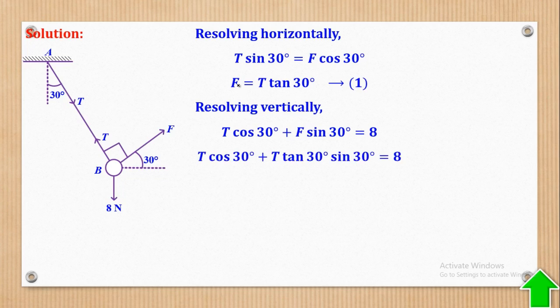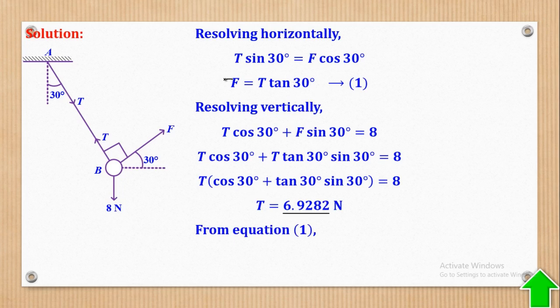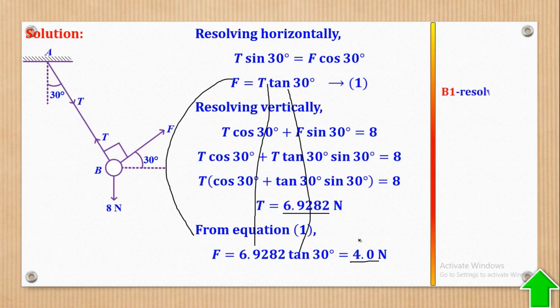Then I already know F in terms of T, so I'll substitute for F here. Then after that I realize that T is common, so I'll factorize it out, and in this step I have only T, which is the only unknown. Therefore T will be equal to 6.9282 newtons. Now from equation 1, we can get our value of F. So capital F is equal to this T and this tan theta, and then I'll come up with 4.0 newtons. So basically that's what they wanted.